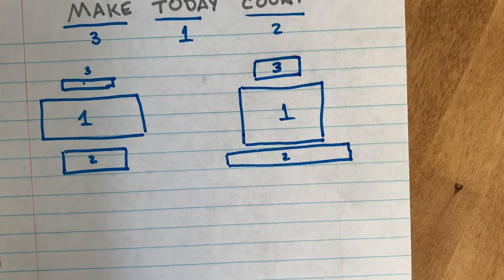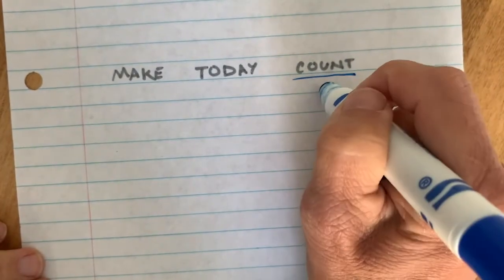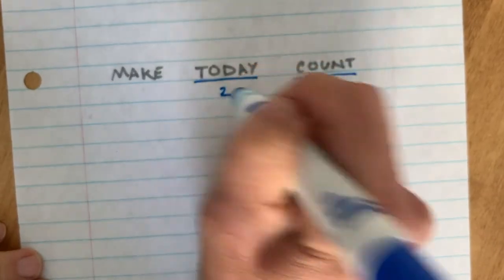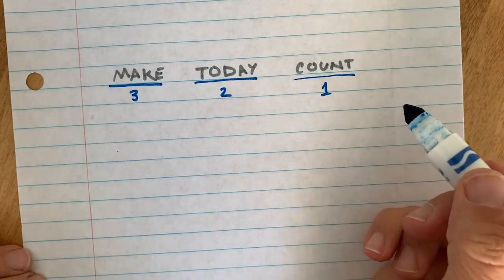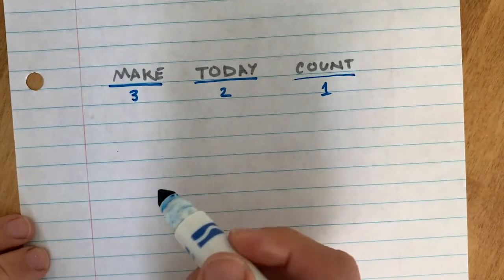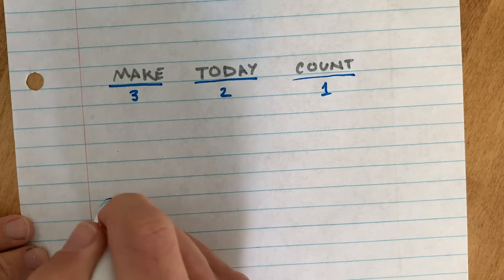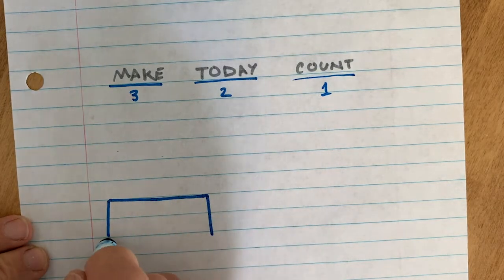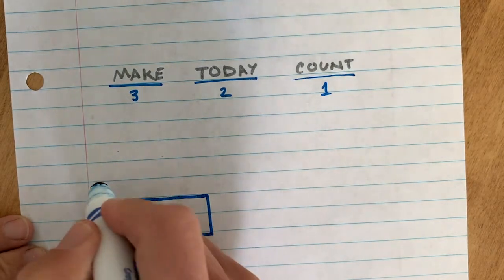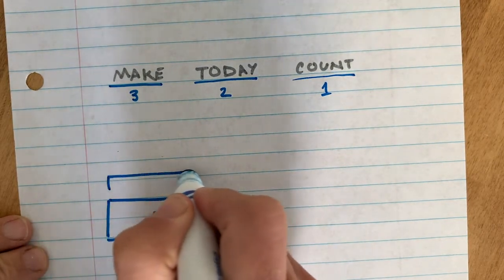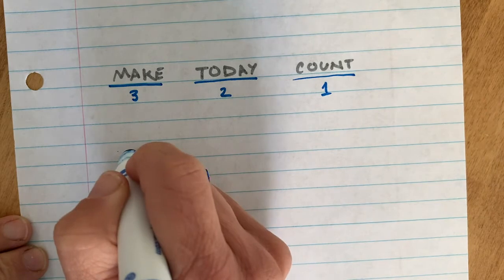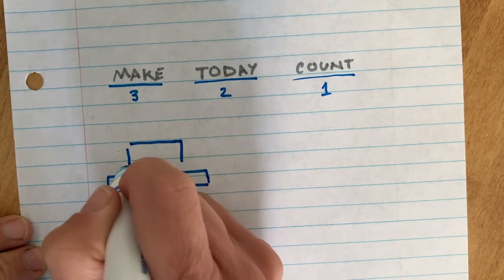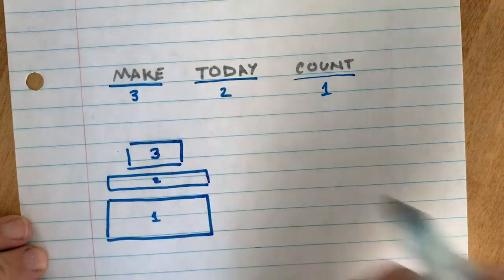And you can also change which word is most important. So this time I want to make count most important. So it's going to be word number 1, and today is going to be the second most important, and make is still the third. So if count is the most important, and I do a centered arrangement like I had before, then it would be the biggest one at the bottom. And then perhaps today fits in that spot. And make fits up there.